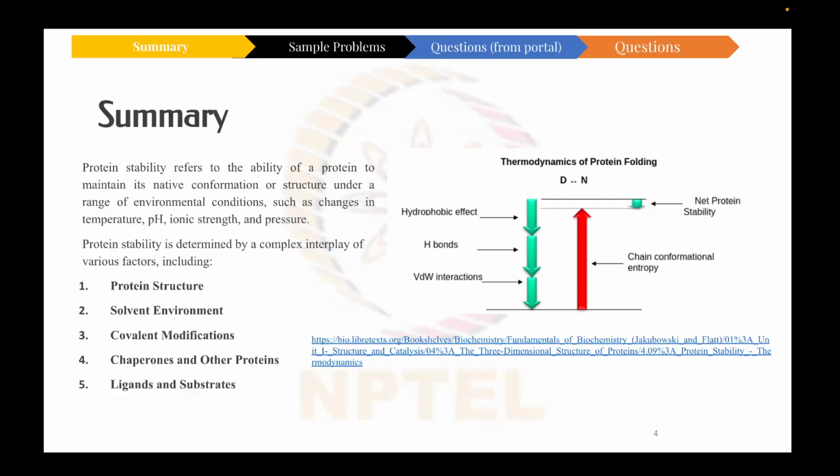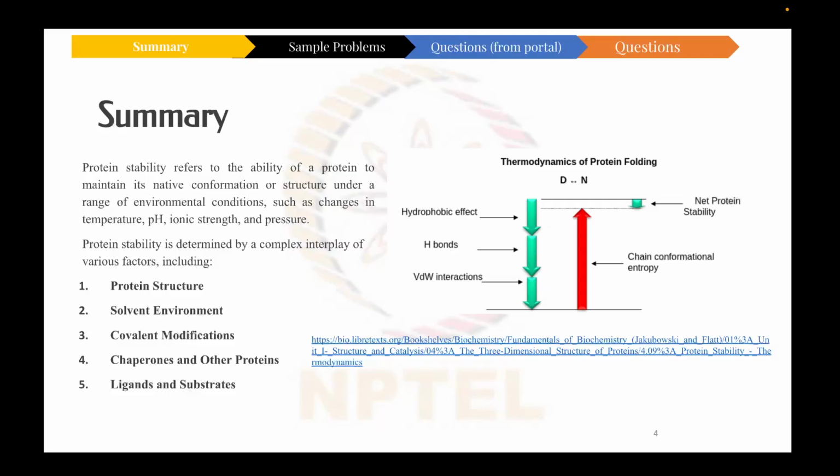Now that we know what factors affect stability, let's see what the contributions to protein stability are. First one is the hydrophobic effect. The hydrophobic effect plays a crucial role in stabilizing the native state of protein. When non-polar amino acid residues are buried in the hydrophobic core of a protein, they minimize their exposure to the surrounding aqueous environment. This minimization of hydrophobic surface area reduces the unfavorable interactions between the non-polar residues and the surrounding water molecules, thereby contributing to the protein stability.